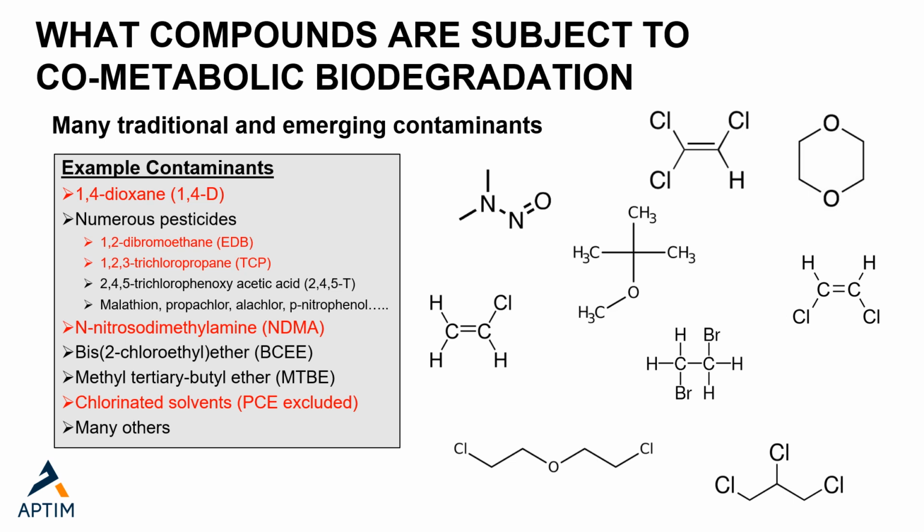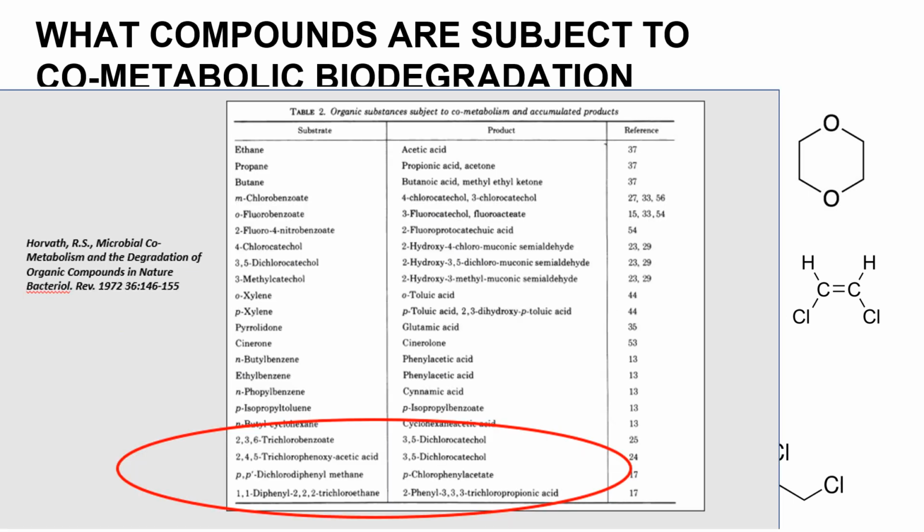Okay, so what compounds are subject to cometabolic biodegradation? And it turns out there's quite a few. Some of the compounds of interest today are things like 1,4-dioxane. Many different pesticides can be broken down cometabolically. And if we look back, this is a 1972 review article on cometabolic degradation, and it cites research that goes back to the late 50s, where scientists noticed that methanotrophs, so bacteria that normally grow on methane, can actually also biodegrade ethane, propane, and butane, although they don't get any energy from this process. So these were some early studies on co-metabolism.